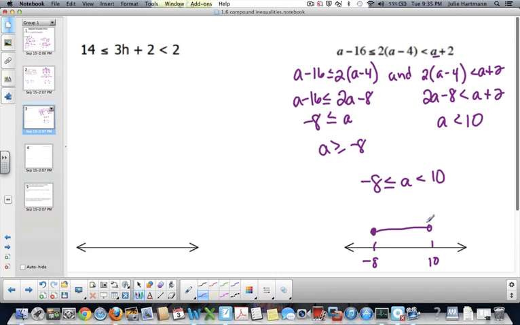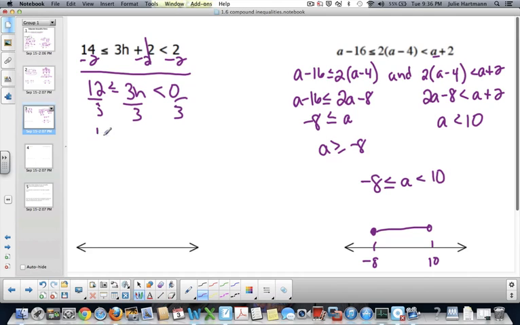Now this one over here, if I cover up the one side and just look at 3h plus 2 is less than 2, I subtract 2, so subtract 2 from everything. That's 12 is less than or equal to 3h is less than 0. Now divide everything by 3. So 4 is less than or equal to h is less than 0.